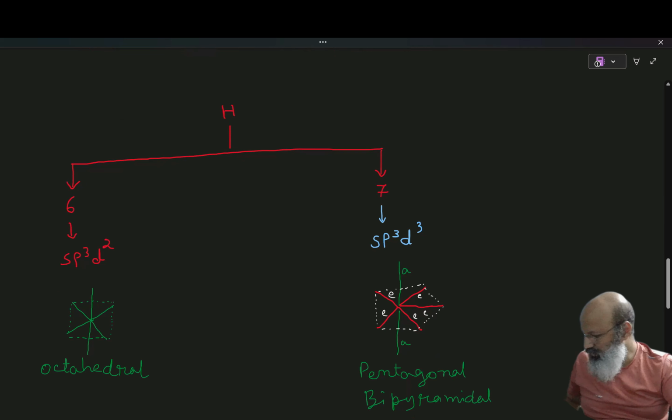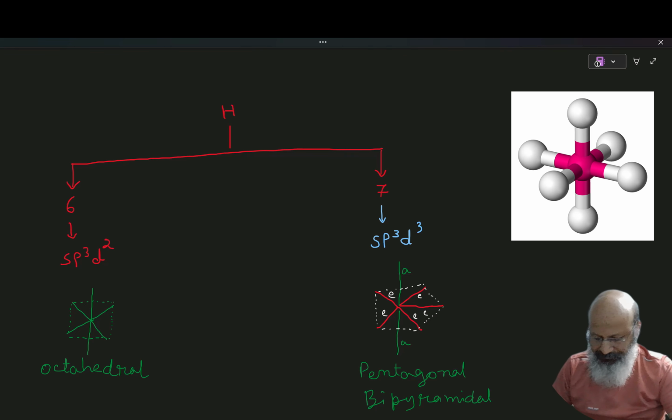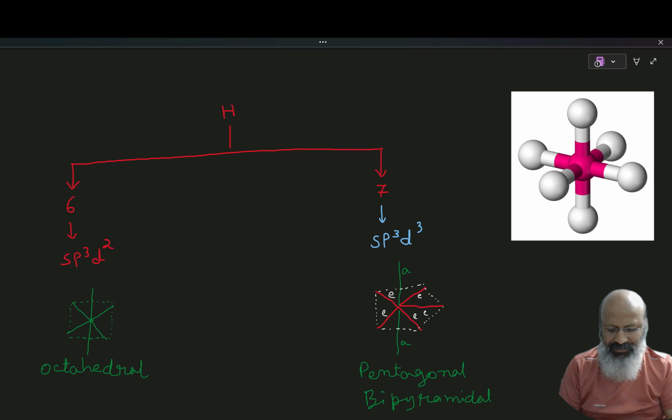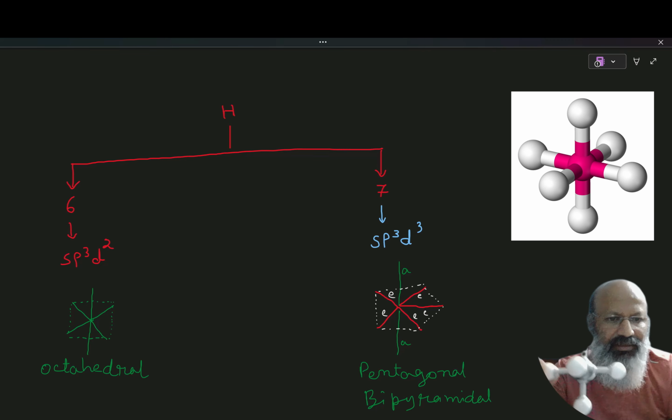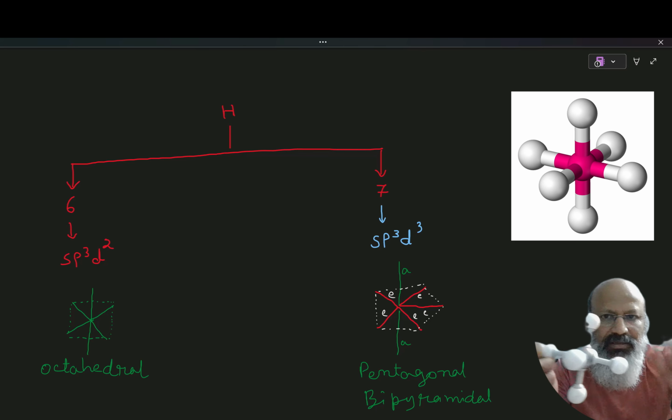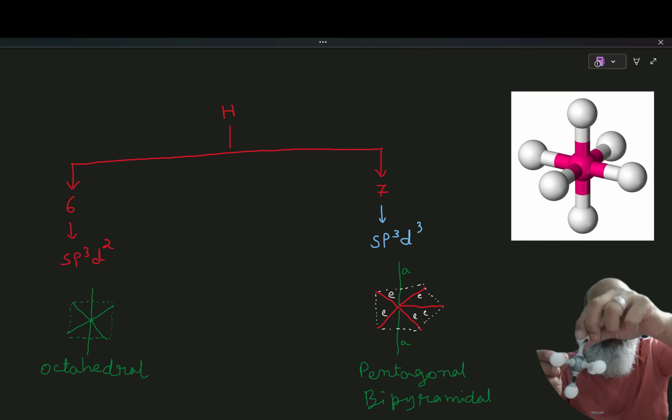Coming to the octahedral structure. So, octahedral structure, it looks like that. It is a completely symmetrical structure. I'm just holding it. So, see this. This is the octahedral geometry. Okay, this is the octahedral geometry.